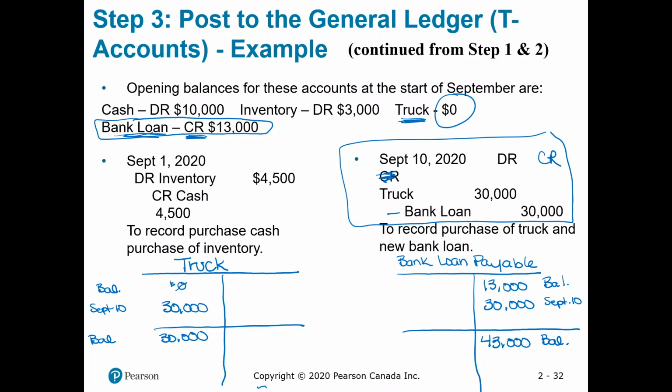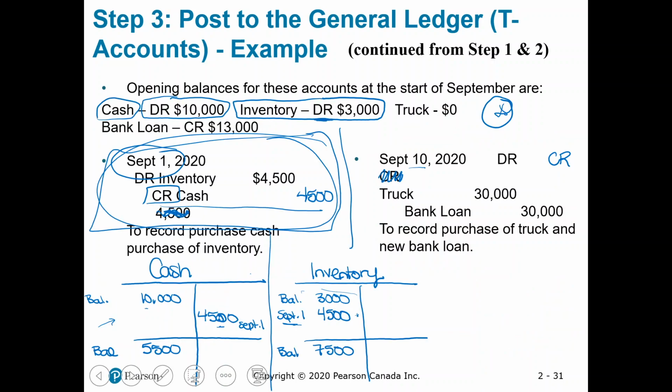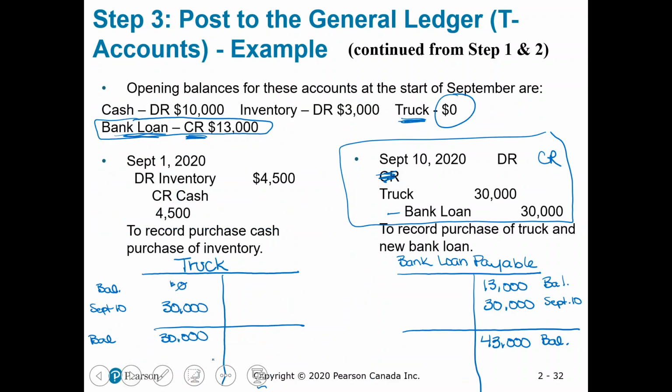Now, you should note here as well that our balances need to have debits equal to credits. So you can see that here. Cash, $5,500 plus $7,500 in inventory plus $30,000 in the truck account equals $43,000, which is our credit balance in the bank loan payable. So overall, your debits equal your credits.